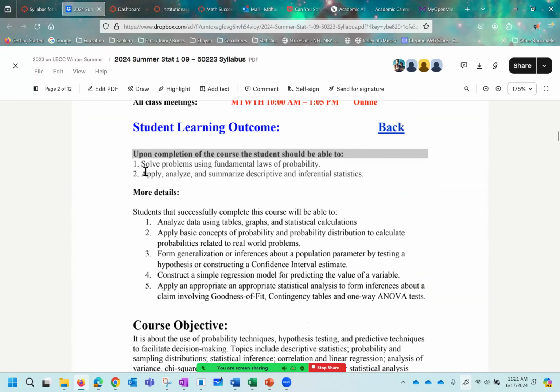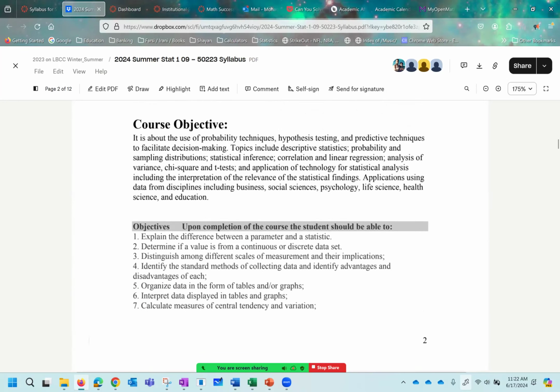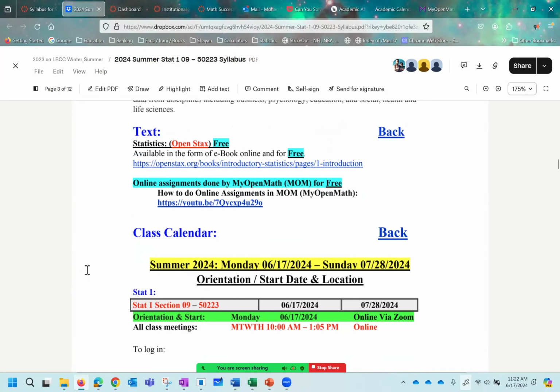student learning outcome. So upon completion of the course, the student should be able to solve problems using fundamental laws of probability, apply, analyze, and summarize descriptive and inferential statistics. And here's more details and course objective in general or with more details here. The text is online and it's free. It's offered to you by OpenStax. I will show you when we go to my OpenMath. The digital homework is done through my OpenMath, and I'm going to call it MOM from now on. And that one is also free.